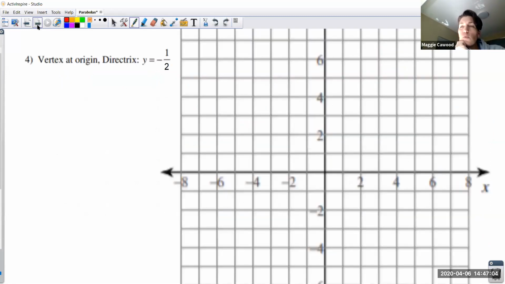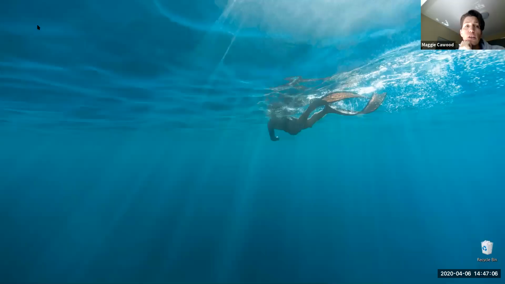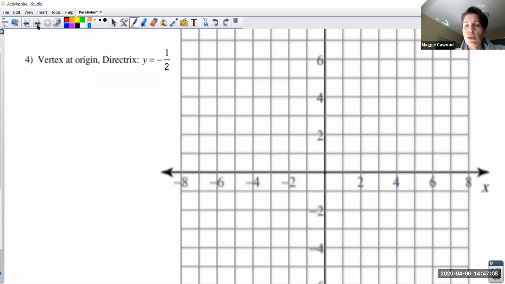Okay, so now what if we were given some information like, the vertex is at the origin, and the directrix is at y equals -1/2. So if my directrix is here, what does that tell me? If I know where my vertex is and where my directrix is, what other information do I know? I also know where my focus is, because this distance is p, or it's -p.